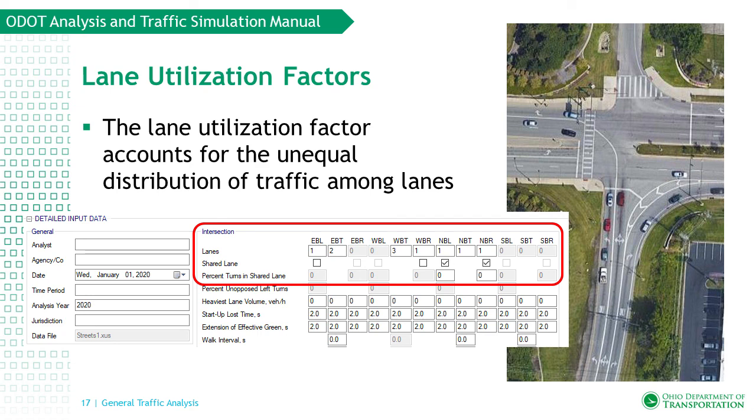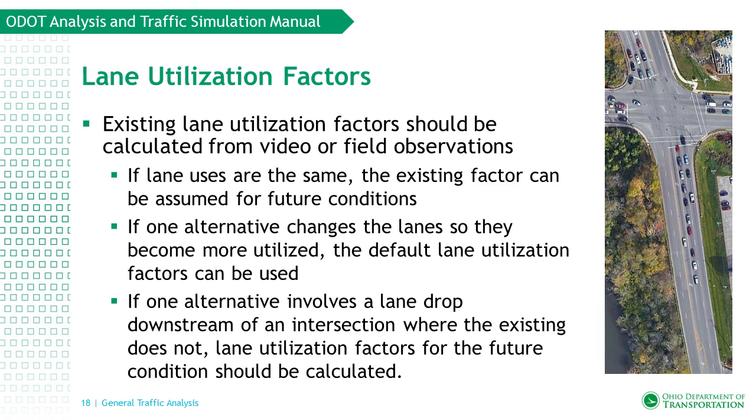For example, this off-ramp has a 3-lane approach with a left turn lane, a shared left turn, through, and right turn lane, and a right turn lane. By default, HCS will view the off-ramp as a left turn lane, through lane, and right turn lane unless values are entered into the percent turns in shared lane input box. The existing lane utilization factors should be calculated from video or field observations.